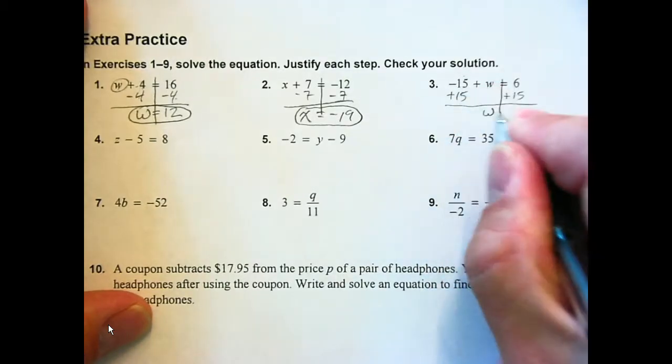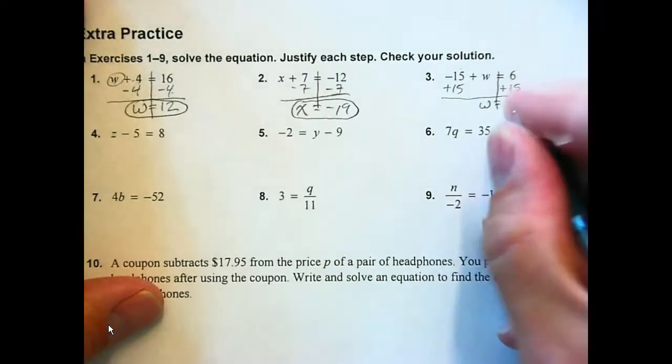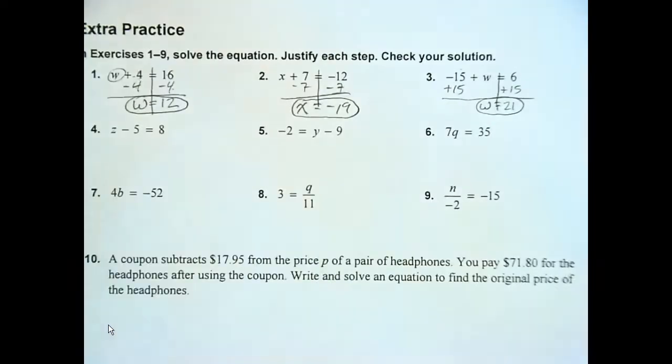Guys, pay attention up here. Quentin, 6 and 15 is 21. Okay, how many got negative 19 on 2? How many got 21 on 3?